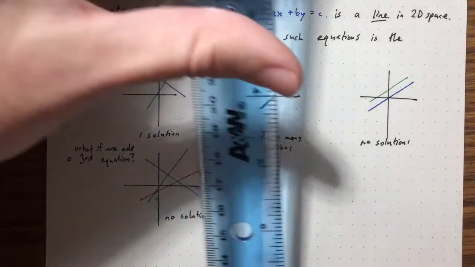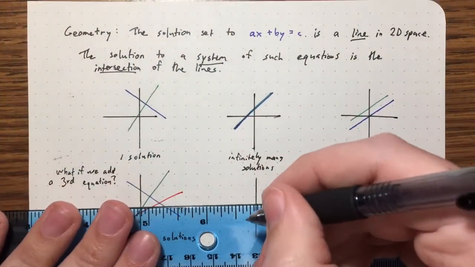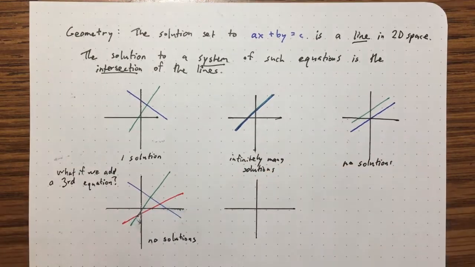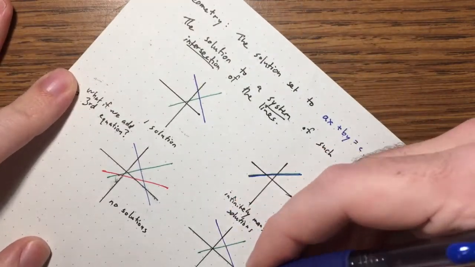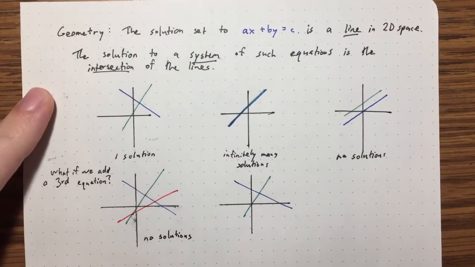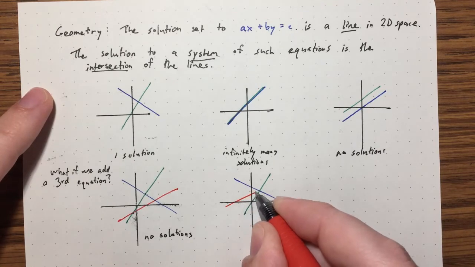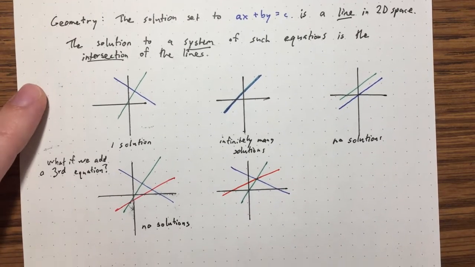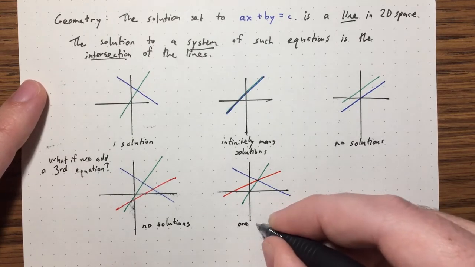What would it look like if a point lied on all 3 of the lines? Well, I'll draw a green one and a blue one. And now I have to be really careful when I draw the red one. It has to actually go through that same point of intersection. So here's an example of 3 equations, 1 solution.